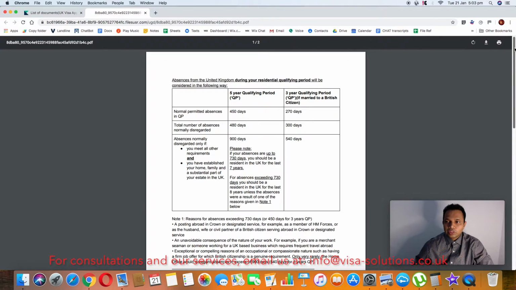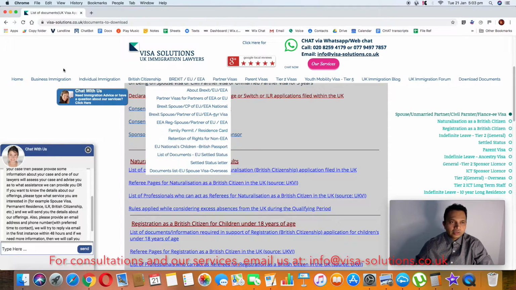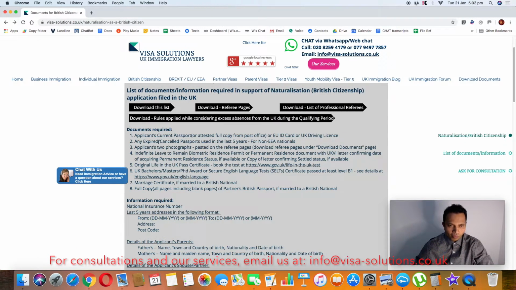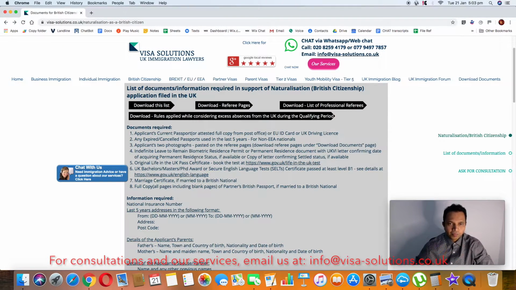That's all for the excess absences. This will only apply if your absences are above the permitted usual limits. Now going back to the list of documents. Okay, so these are all the documents that you had. You can click them. They will take you to the same page.